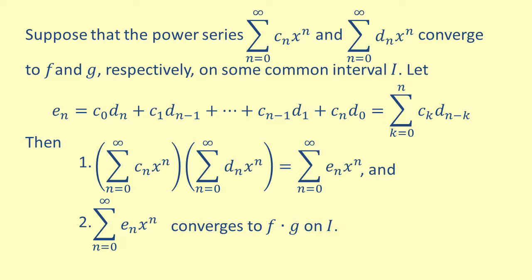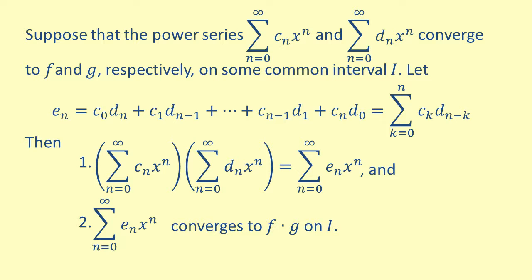In addition, let e sub n be the sequence defined by c sub 0 times d sub n plus c sub 1 times d sub n minus 1, and so on, out to plus c sub n minus 1 times d sub 1 plus c sub n times d sub 0. We can also write this as the sum from k equals 0 to n of c sub k times d sub n minus k. Then we have two results.